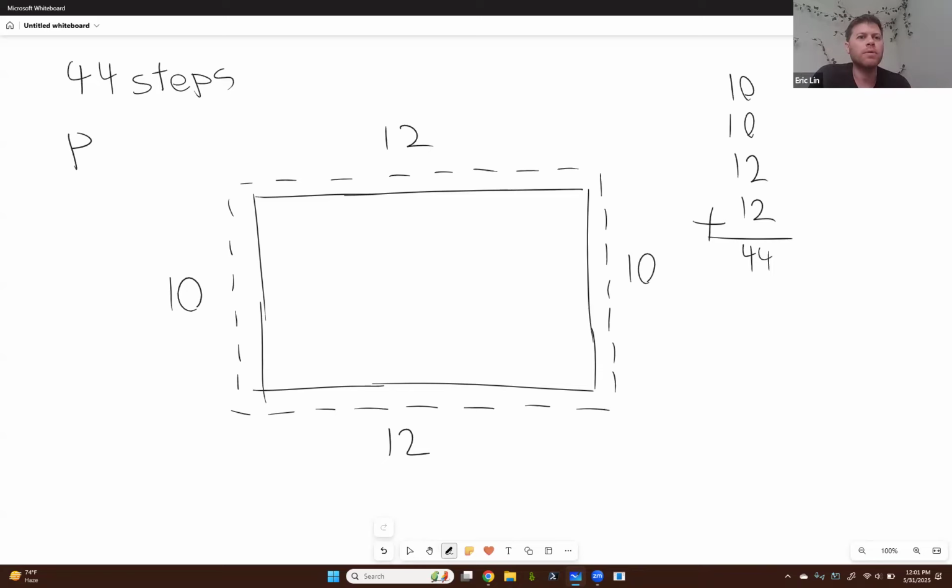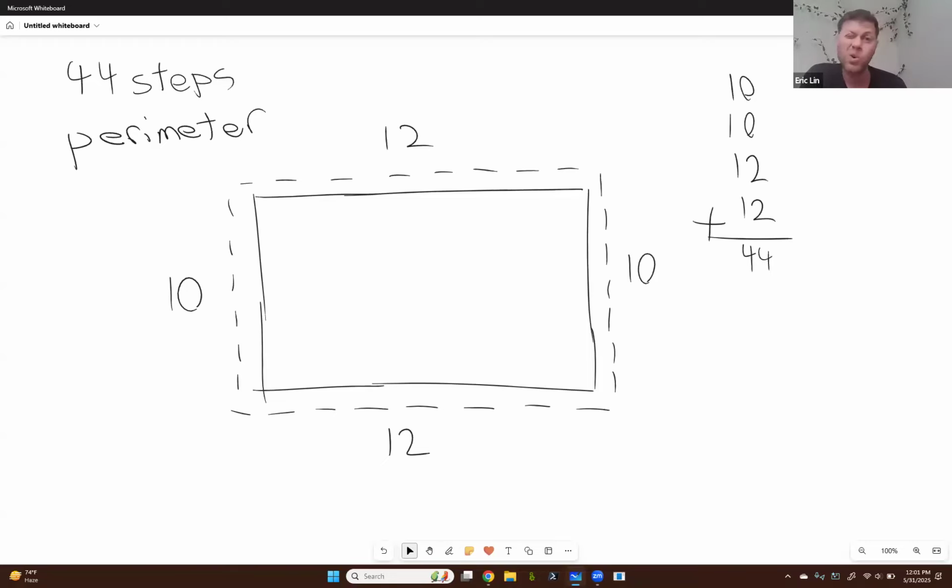This measurement, the way we've done this, walking along the outside of this rectangle, we call this a perimeter. The perimeter just means the total length around the sides of a shape. That's all it means. So importantly, perimeter is a length of some kind, right? So I measured this in steps.